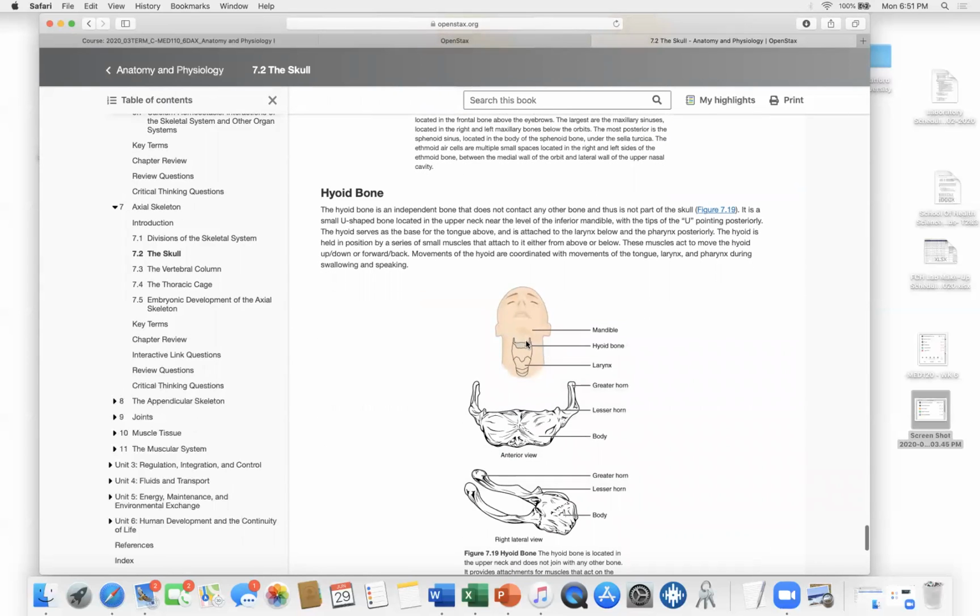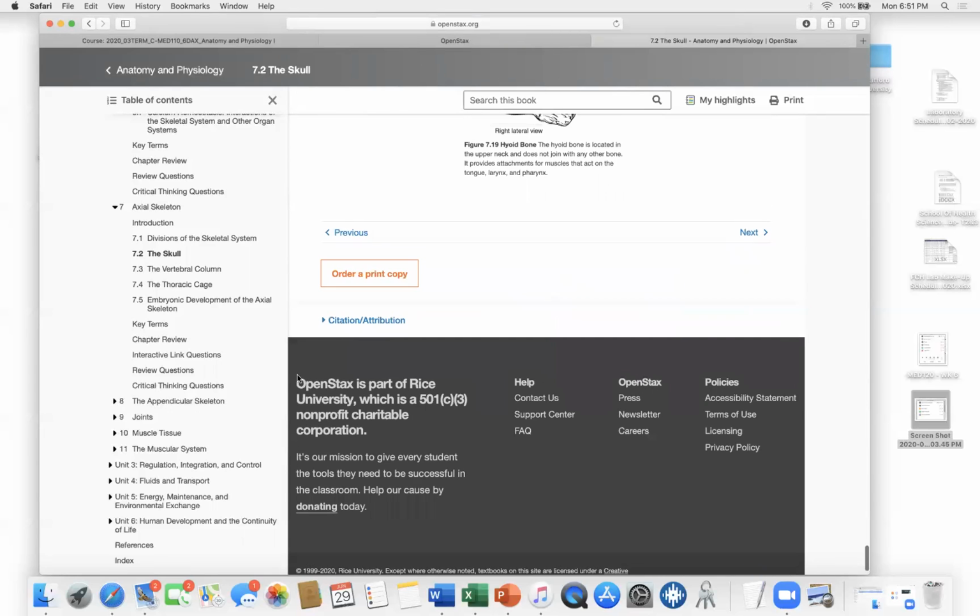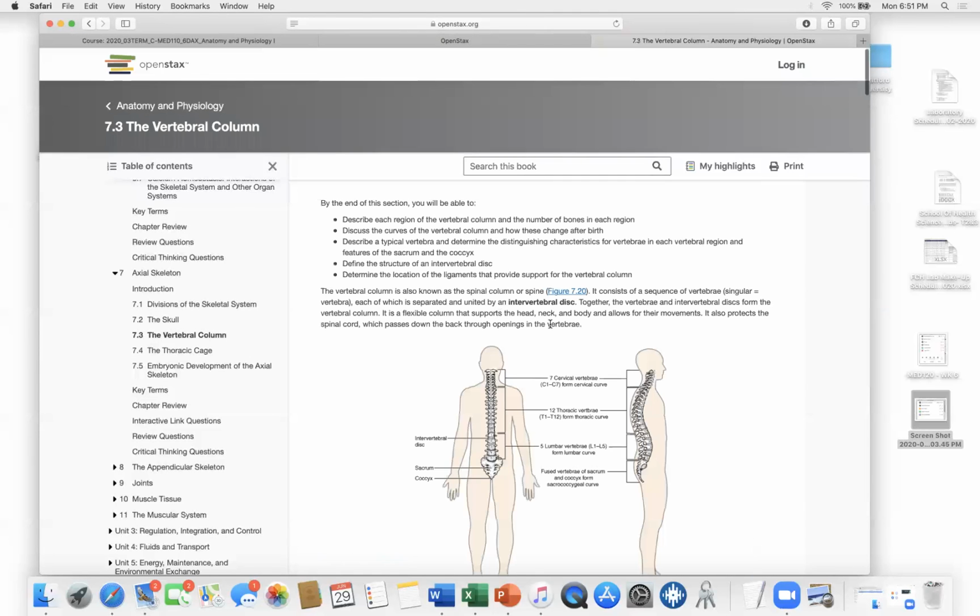Your hyoid bone is right here, right above your larynx. Your larynx is your voice box, and that's made out of cartilage. So let's look at the vertebral column.